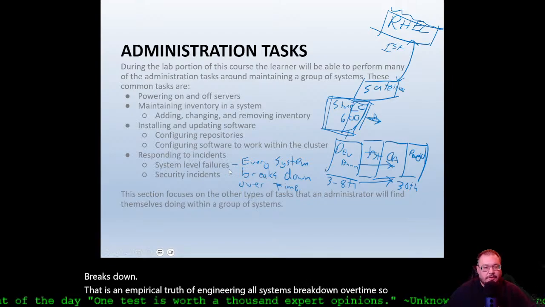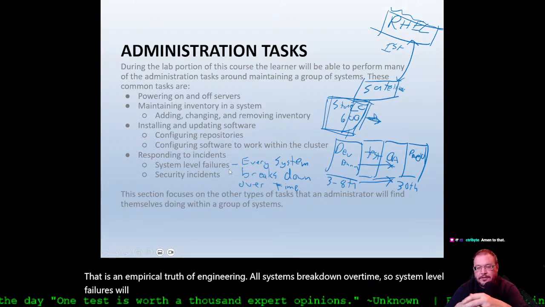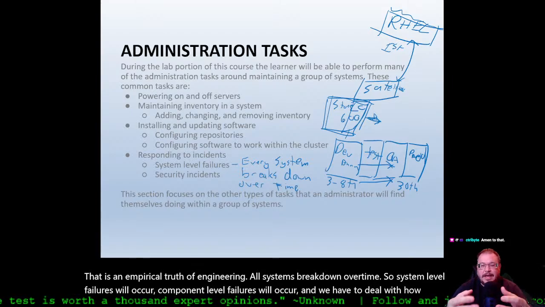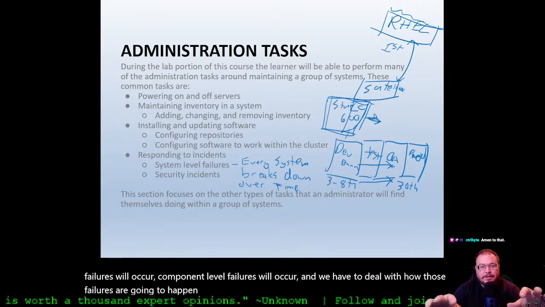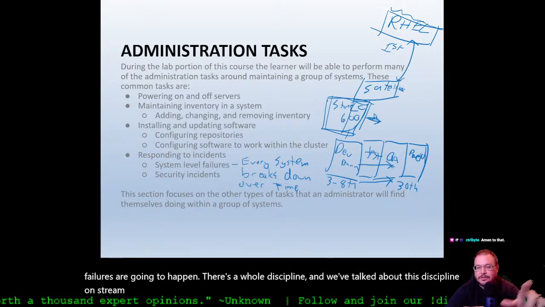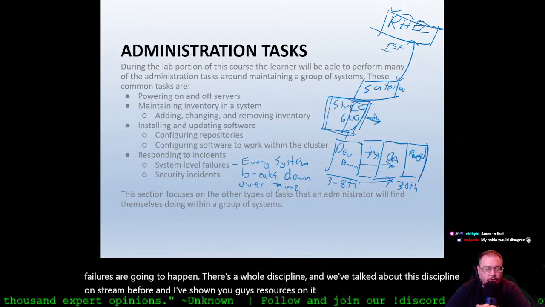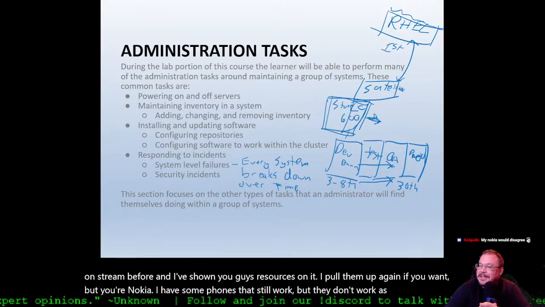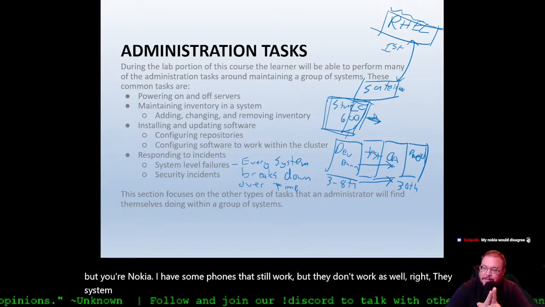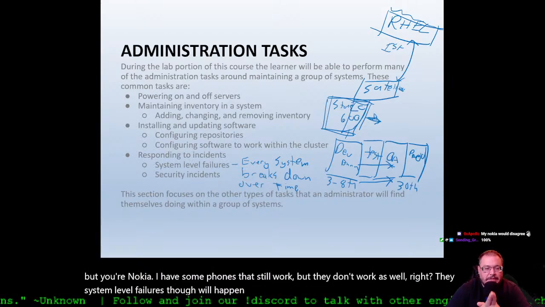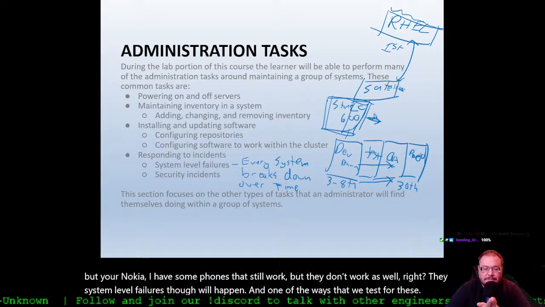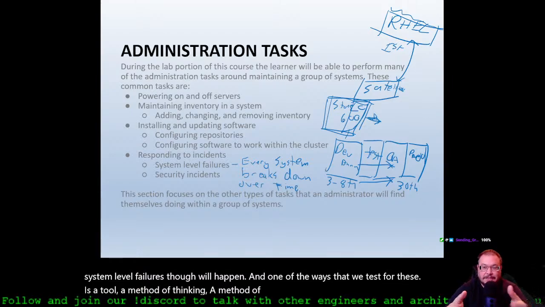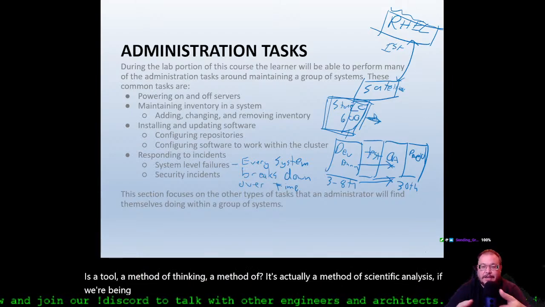So system level failures will occur, component level failures will occur, and we have to deal with how those failures are going to happen. There's a whole discipline, and we've talked about this discipline on stream before, and I've shown you guys resources on it. I'll pull them up again if you want. But your Nokia, I have some phones that still work, but they don't work as well, right? System level failures though will happen, and one of the ways that we test for these is a method of thinking, actually a method of scientific analysis, if we're being honest, called chaos engineering, right?